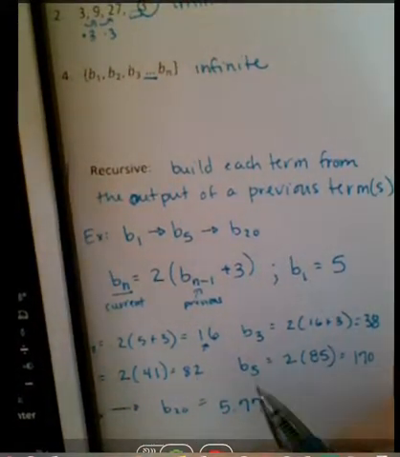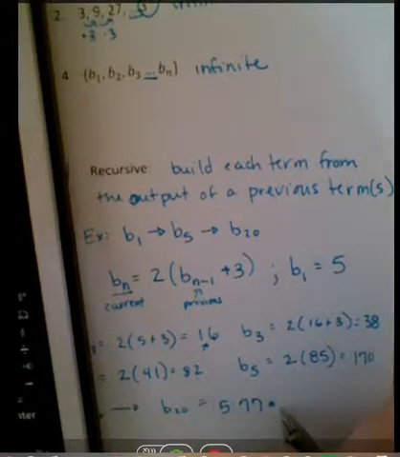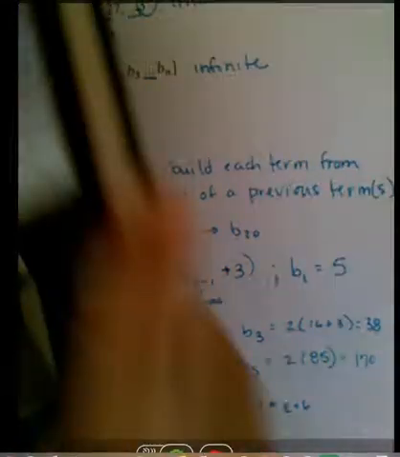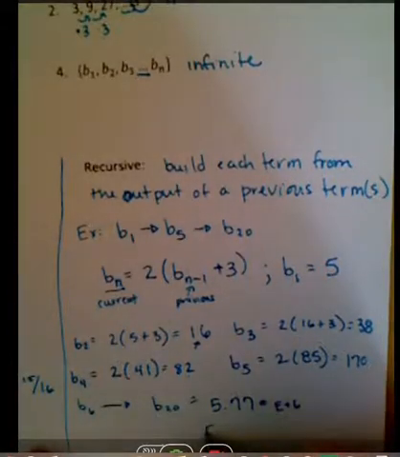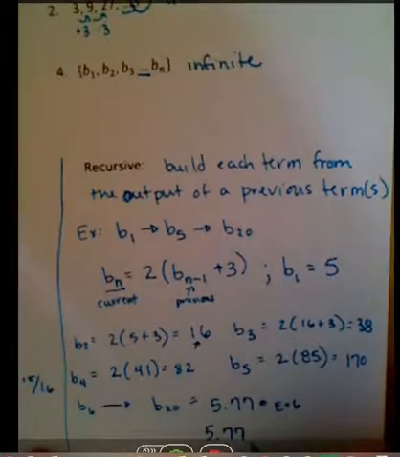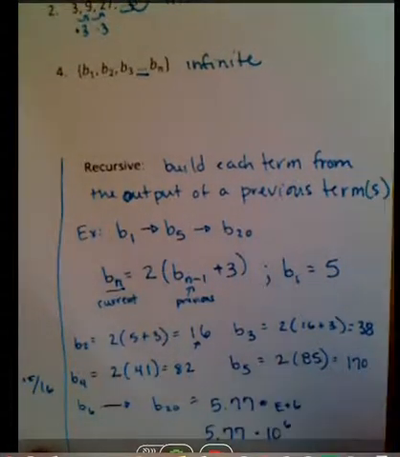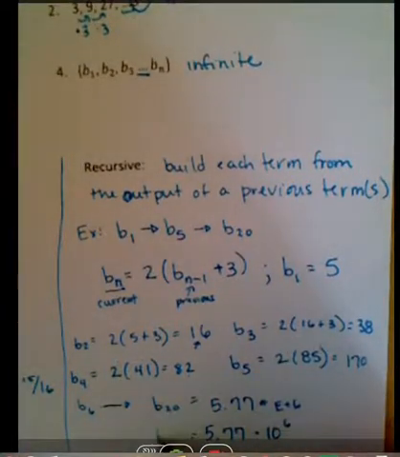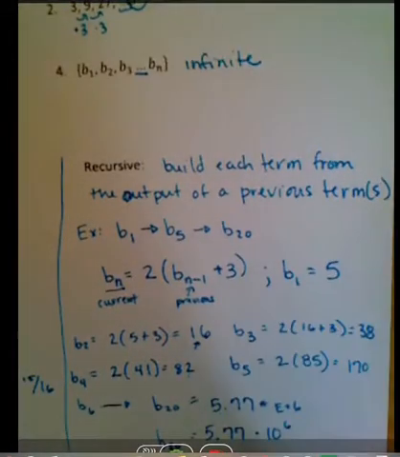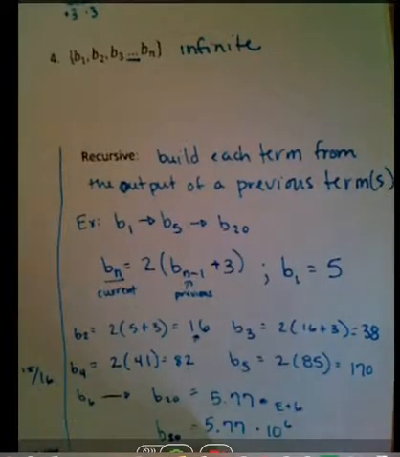5.77 times e plus 6. Well, what the heck does that mean? That's just a fancy calculator way of doing scientific notation. So this is 5.77 times 10 to the 6th. You can calculate that out if you want, or you can just leave it in scientific notation. Now that would have been a lot of work to do by hand, but lucky us, we have technology to do it for us.